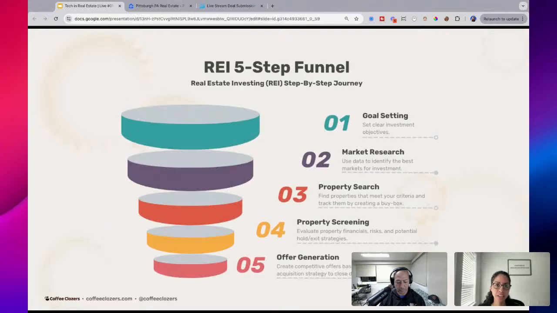Going back to this funnel, the key that Mark and I talked about last time we did a live stream together was the buy box. Once you have your buy box set, with your parameters like 3 bedroom, 2 bath, zip code 07726, single family home under 500K, then you can know within 5 minutes if a deal is a bad deal or a good deal.